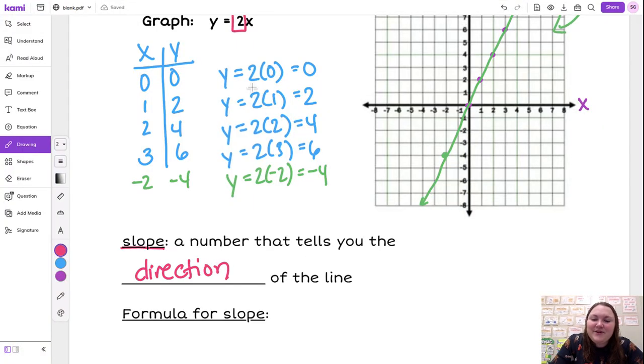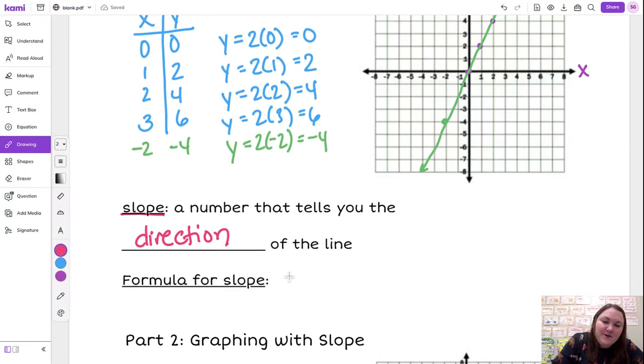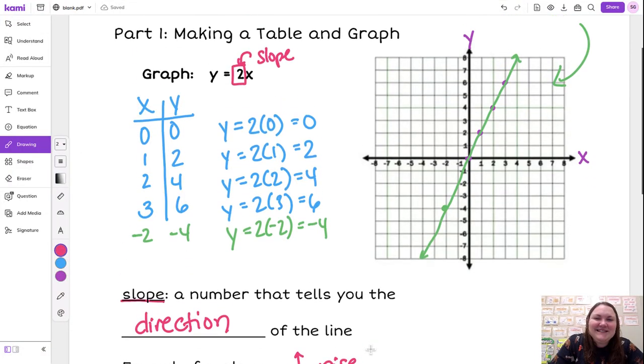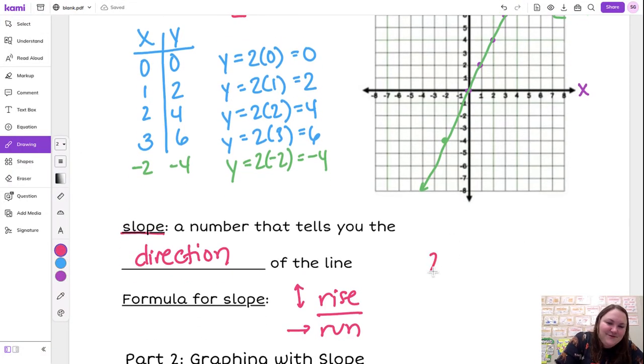When we describe the direction of the line, we use a formula for slope called rise over run. The rise number tells you how much the line is going up or down, and the run number tells you how much it's going sideways. And so for this example, our slope is the number 2. Because the formula is a fraction, I need to think of 2 as a fraction. So 2 as a fraction, which we learned in developmental math, is 2 over 1. And so that means our line is rising 2. It's going up 2 and going over 1 to get to each point.